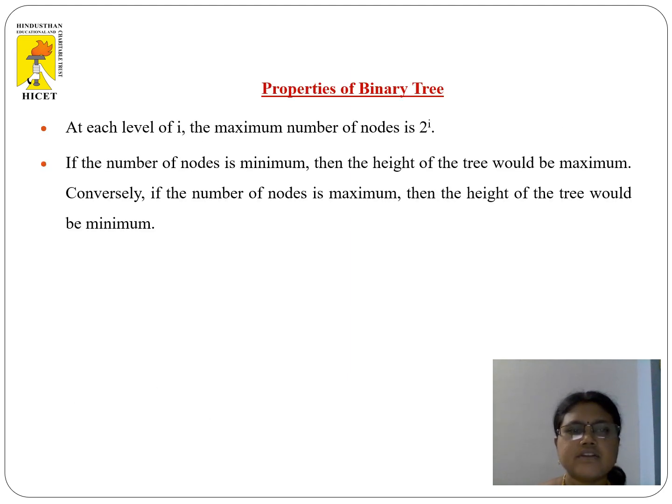Properties of binary tree. At each level I, the maximum number of nodes is 2 to the power I. If the number of nodes is minimum, then the height of the tree would be maximum. Conversely, if the number of nodes is maximum, then the height of the tree would be minimum, because if all the levels are filled, automatically the height of the tree will be reduced.